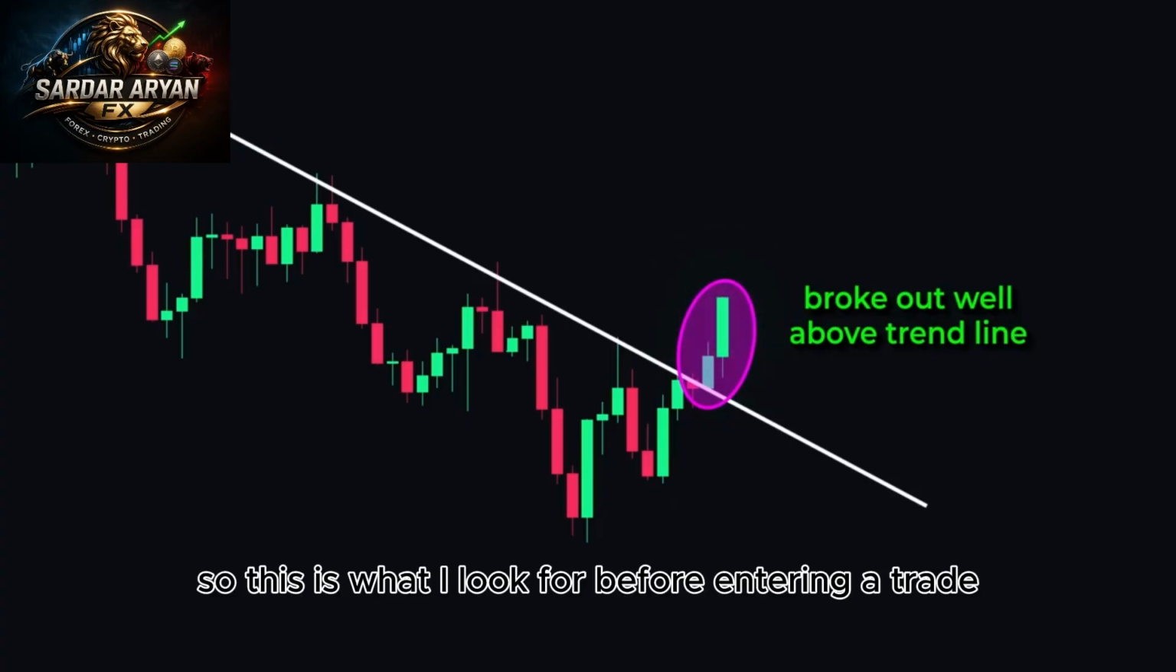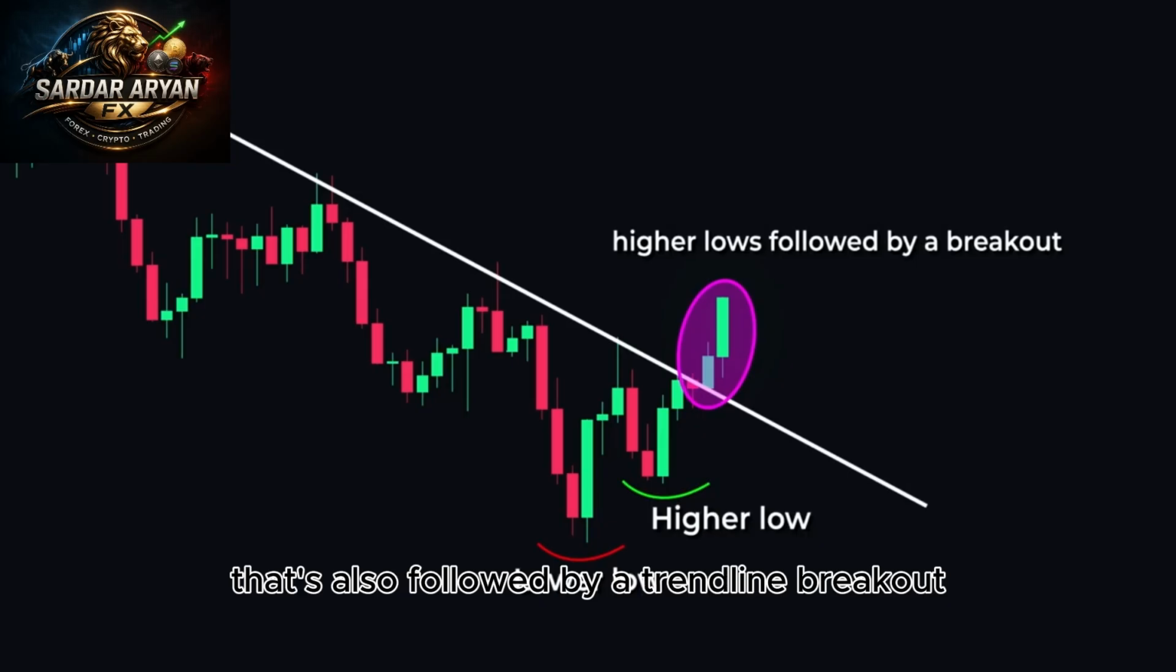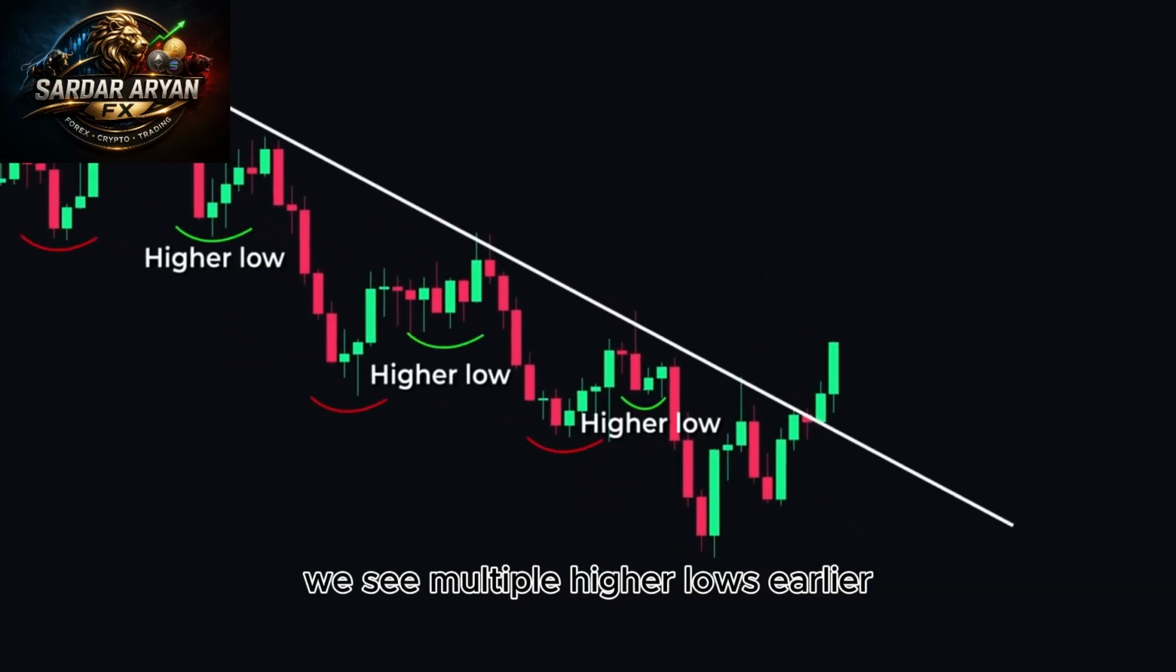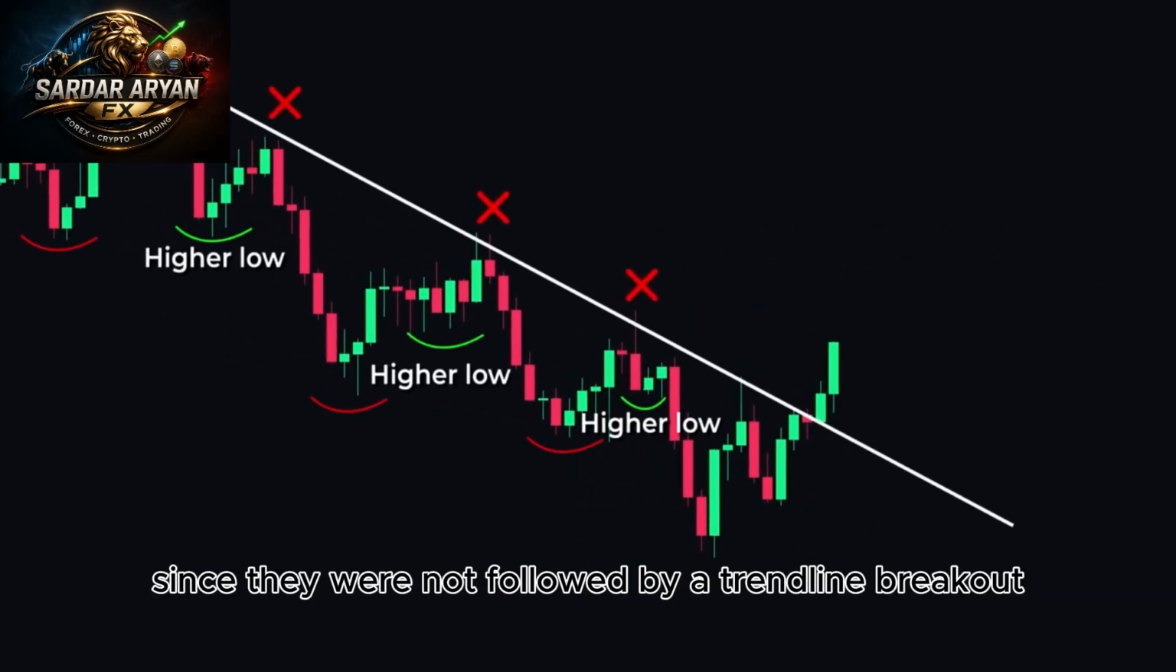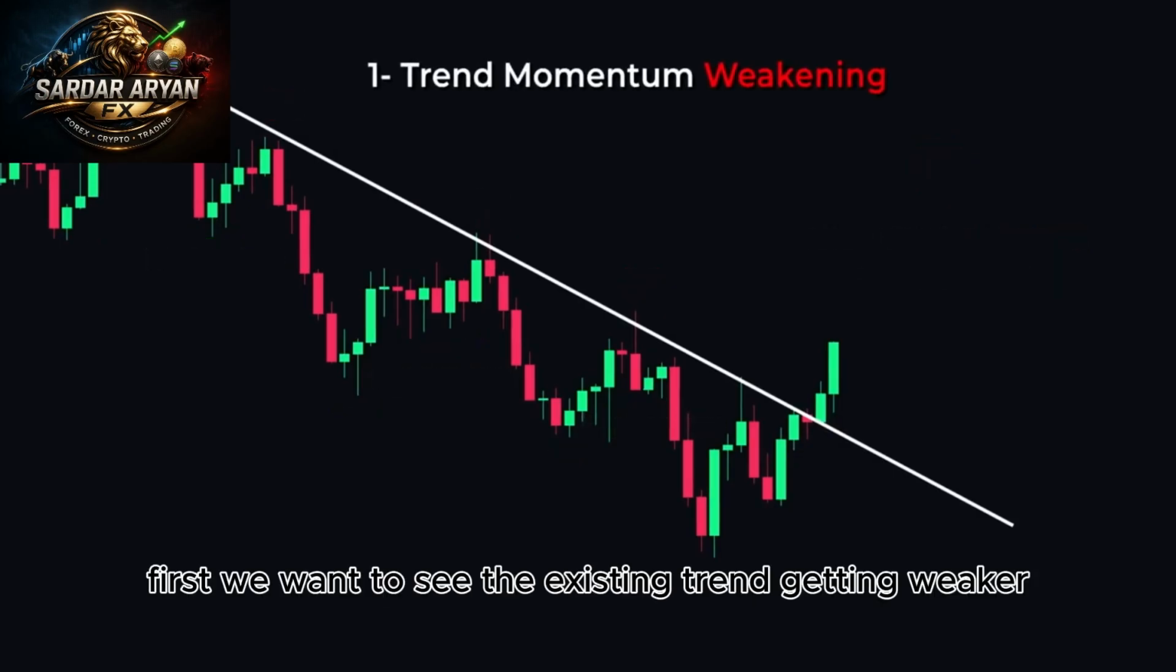So this is what I look for before entering a trade. Now, it's important that we find higher lows that are also followed by a trend line breakout, because in this example we see multiple higher lows earlier, but since they were not followed by a trend line breakout, they were not valid entry points. So to recap, first, we want to see the existing trend getting weaker.